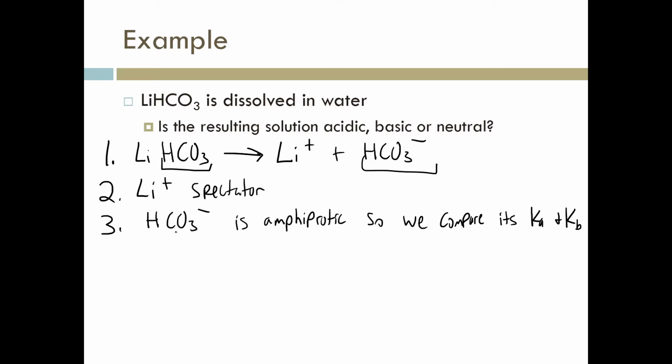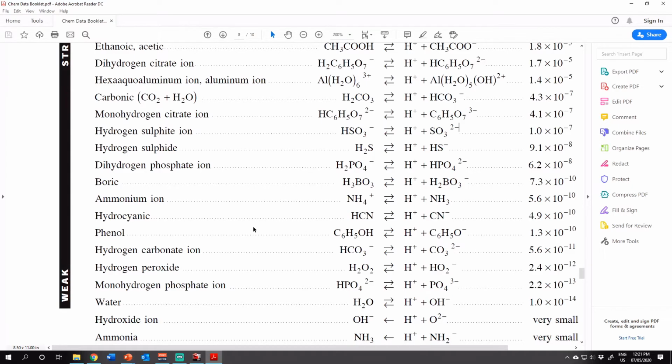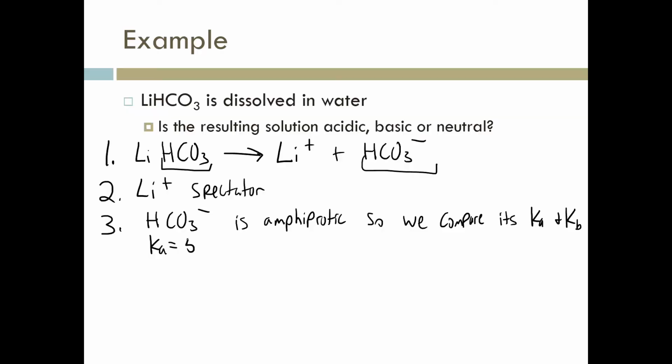So for the Ka, that's easy, because that's just right in the table. So if we go back to here, here is HCO3 minus as an acid, so its Ka is this value here, 5.6 times 10 to the negative 11.